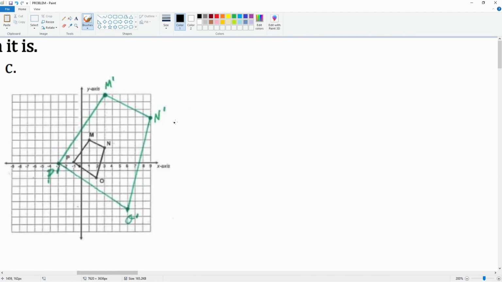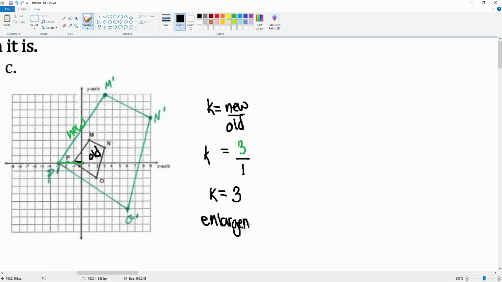Let's do C. K is equal to new over old. All right. So let's see. This is the old because it's PMNO, and the new one is in green. So the old was, do you see right here, 1 unit away, and the new one is 1, 2, 3 away. And that is that K value. So the new was 3 and the old was 1. K value is 3. This is considered to be an enlargement.